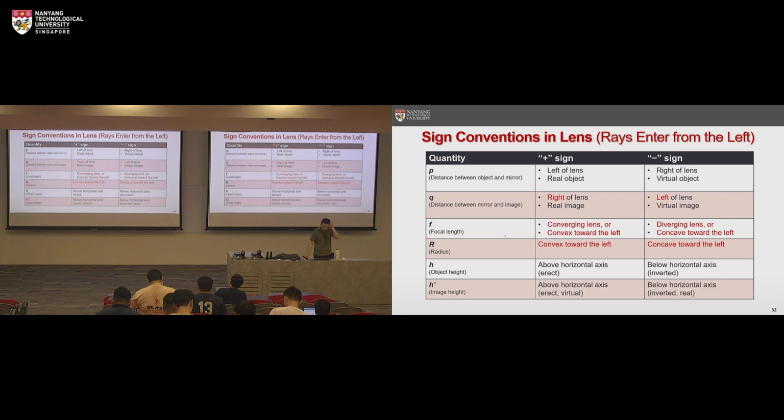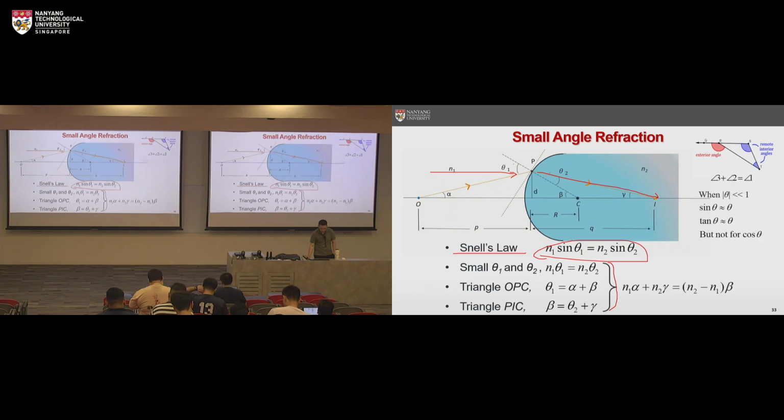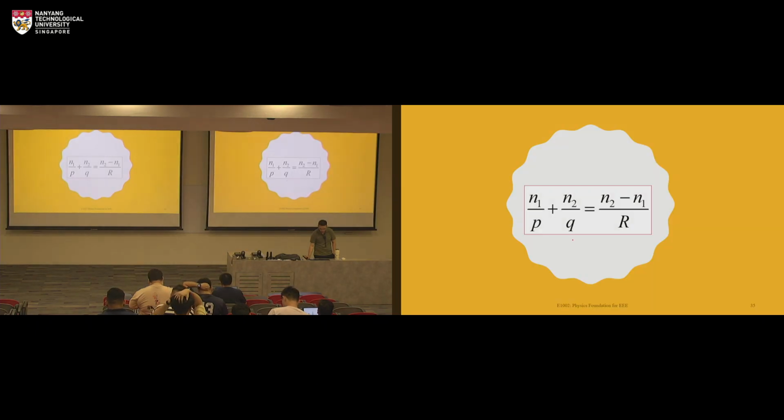For lens, it is much more complicated. Because your light can go through, which means your Q is defined as positive after the lens, but negative in front. Otherwise, P is the same. So we still share the same equation. Luckily, you can still use this.